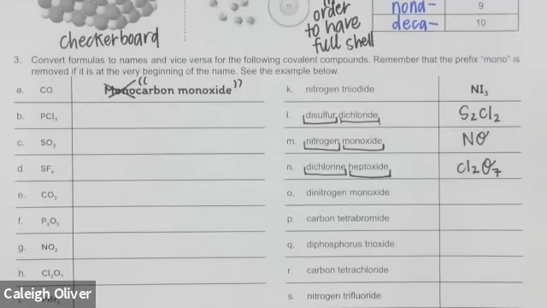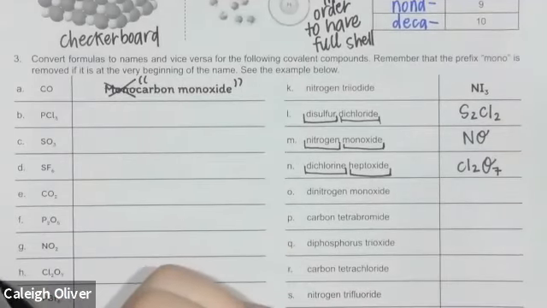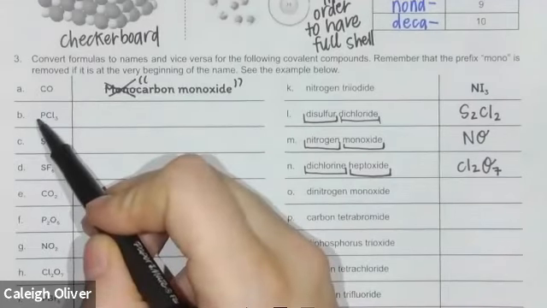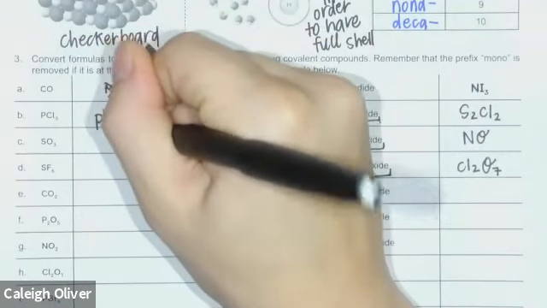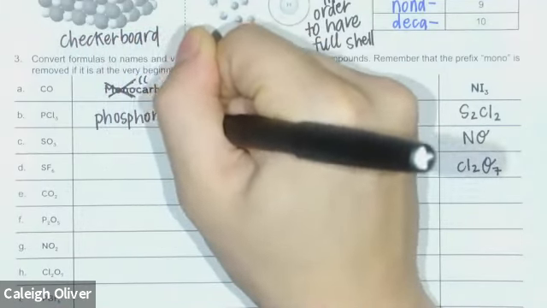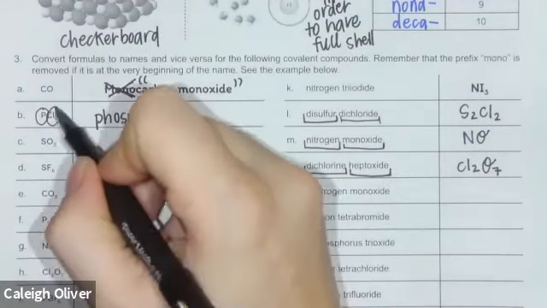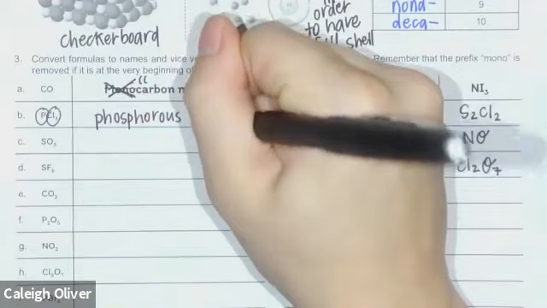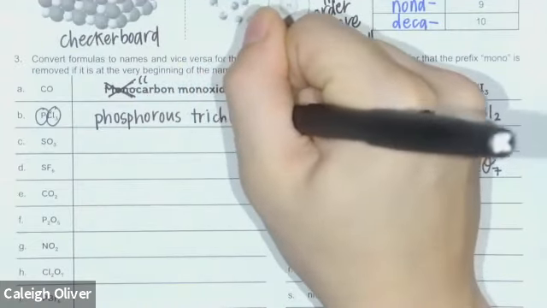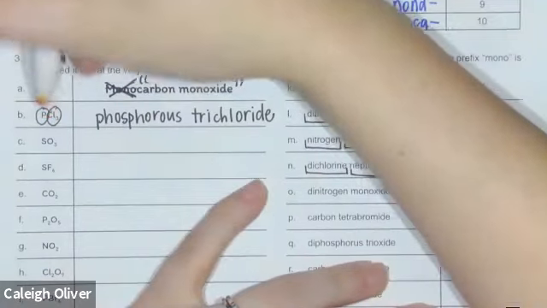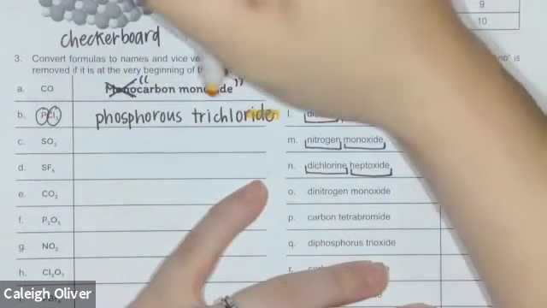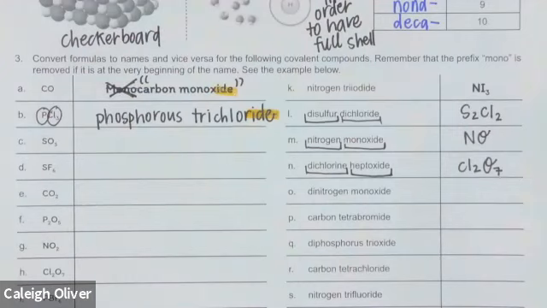The reverse is fairly simple. PCl3. I would say monophosphorus, but we always take out mono at the beginning. So this will just be phosphorus. There's only one. And 3 chlorines. Phosphorus trichloride, because even though it's just chlorine, we get the IDE at the end when it's bonded together.